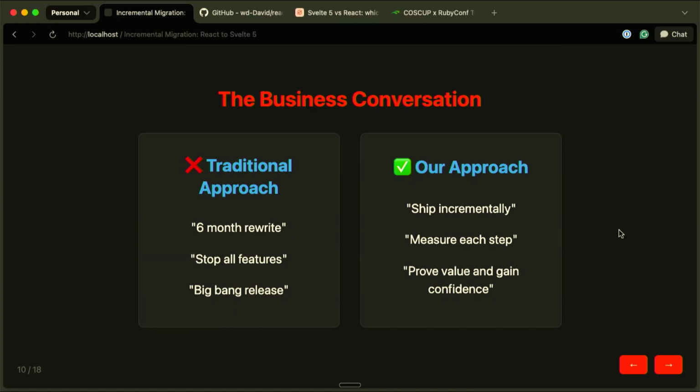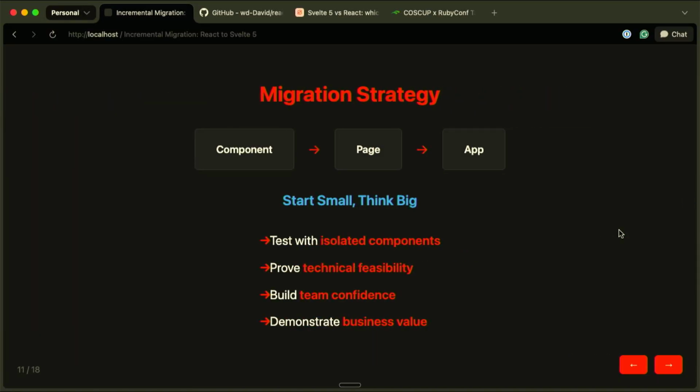So if you have any experience migrating a large system, like your backend system, your architecture, you might see a lot of talk about incremental migration. So I'm thinking about a similar approach. Our approach is ship incrementally, measure each step, prove value, and gain confidence. So how did we do that? Let's talk about a migration strategy.